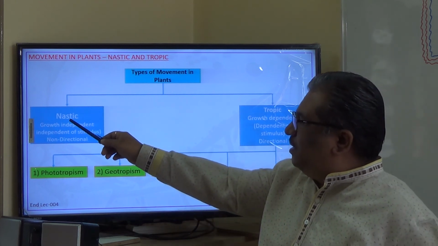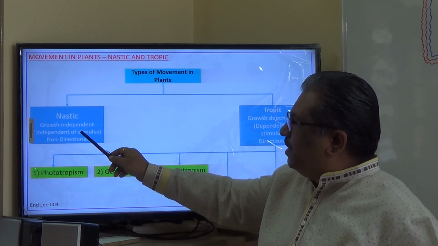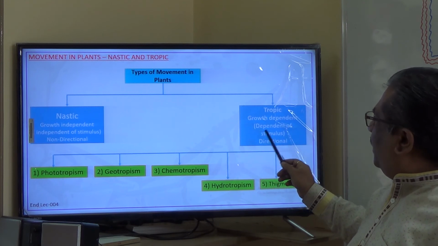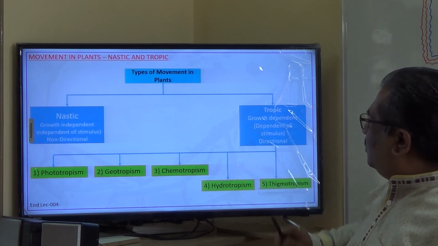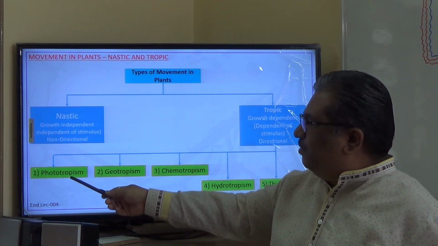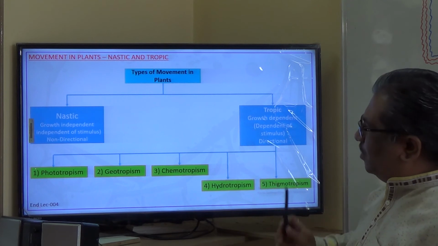Here it is written very clearly. Nastic movements are growth independent, independent of the stimulus and non-directional. Tropic movements are growth dependent, dependent on the stimulus and the directional growth. So once again the tropic movements have been divided into phototropism, geotropism, chemotropism, hydrotropism and thigmotropism.